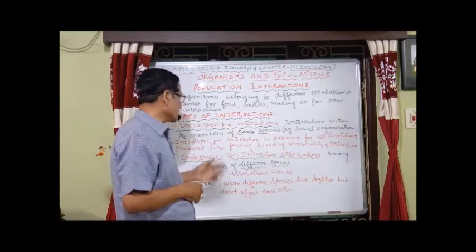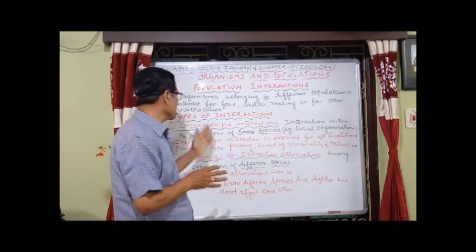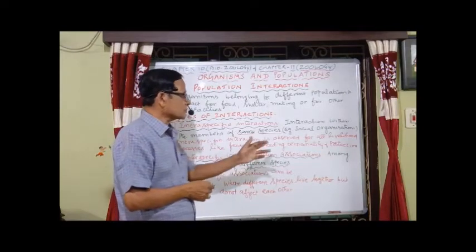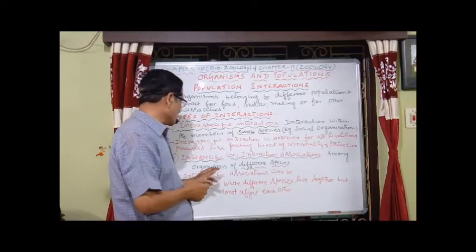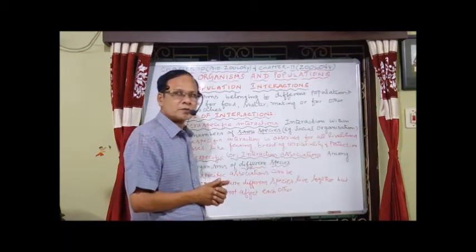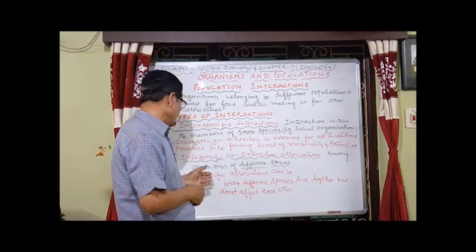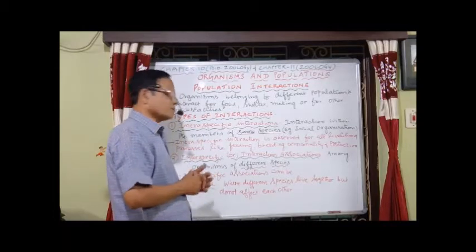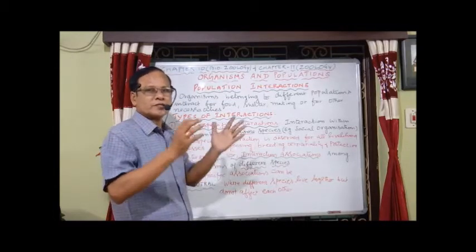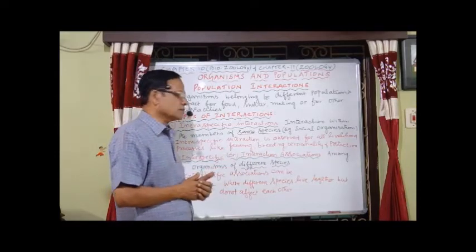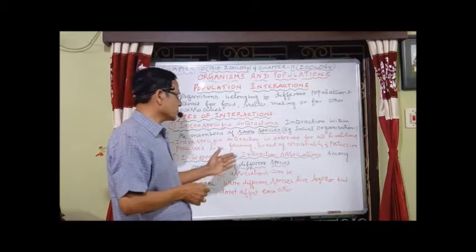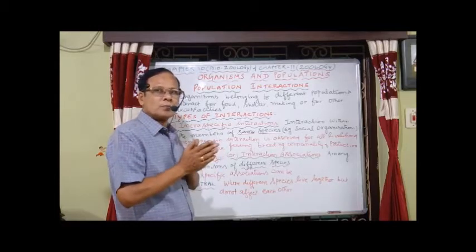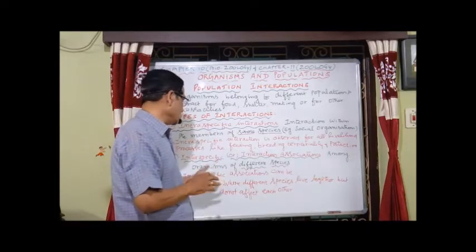Now, the second type, interspecific. The meaning is in between. Intra is within, this is in between. So, interspecific interaction or association can be observed among organisms of different species. Interspecific association can be of different types. It may be neutral, it may be positive, it may be negative. Now, what is neutral?